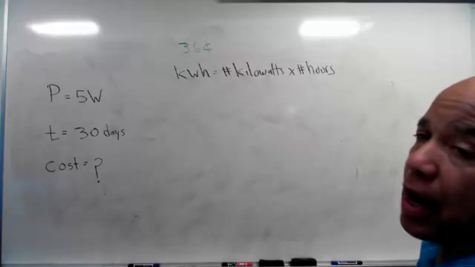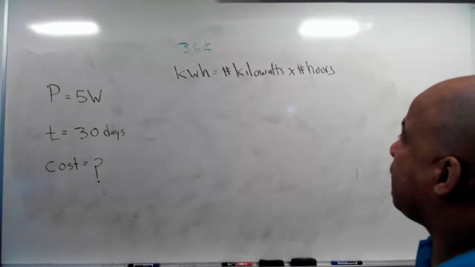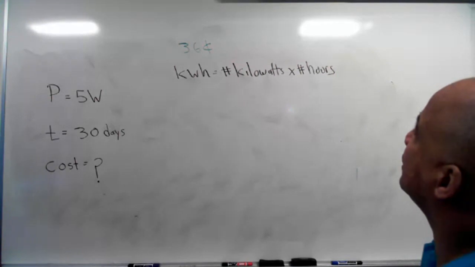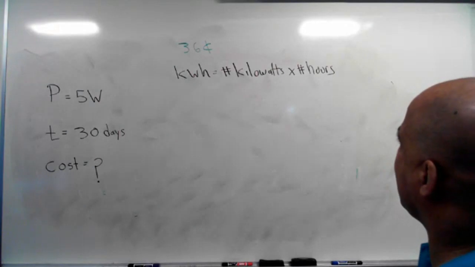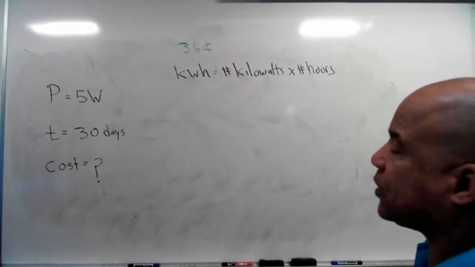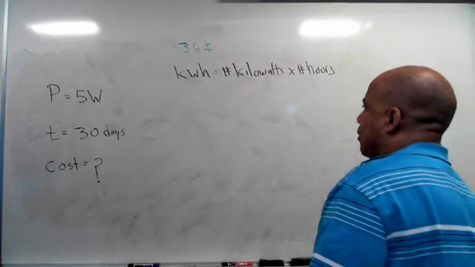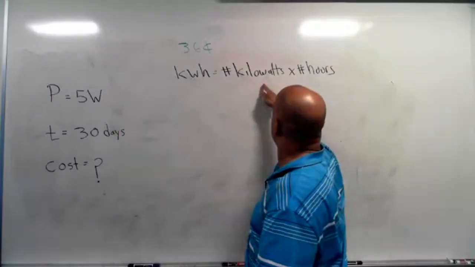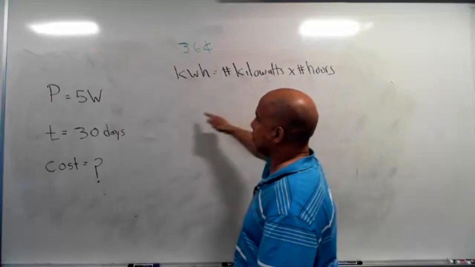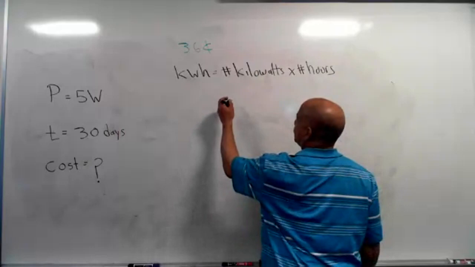Well, what was the question, please? How much is it going to cost to use the 5-watt clock for 30 days? How much will it cost? Number 7. Well, somebody said 36 cents, so let's examine that answer. So the steps would be what? Well, given power, you have to convert power to kilowatts and time to hours. So here, how many kilowatts is that? 5.